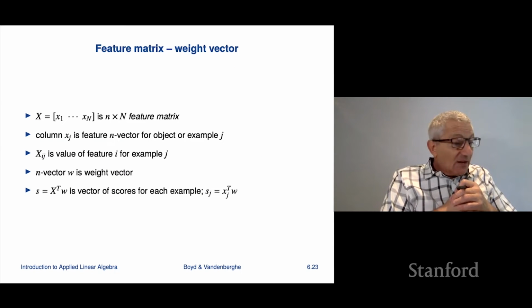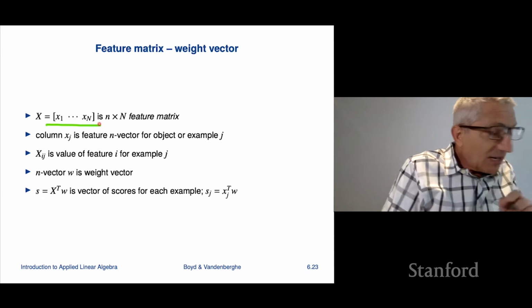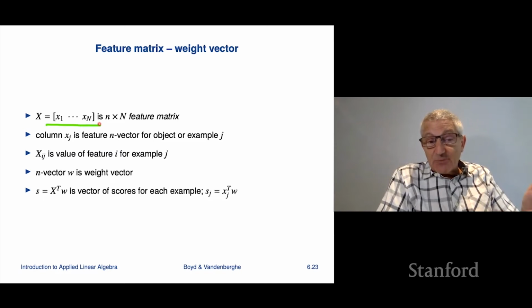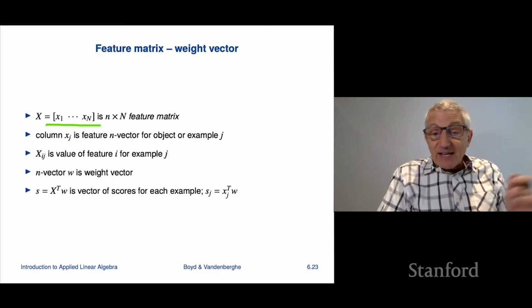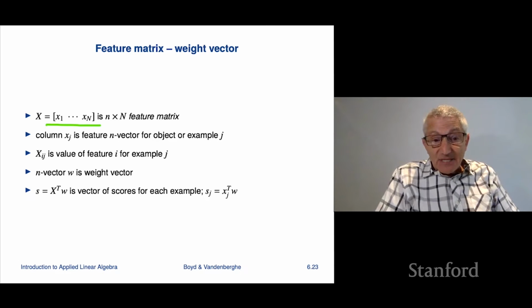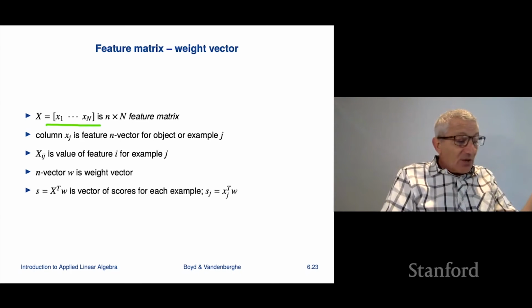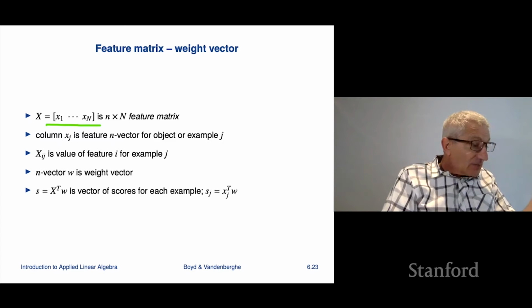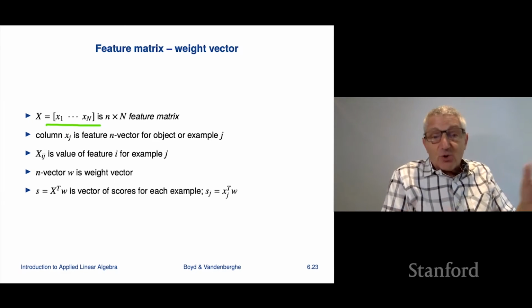Here's one: a feature matrix and a weight vector. So here, what I do is I form a feature matrix. The columns of a feature matrix are the features for the different items. In this case, I have capital N items, and each one is an n vector. I have n features, and so I shove them together in a matrix, which I'm going to call the feature matrix. And so the columns are going to be the feature vectors for the items.